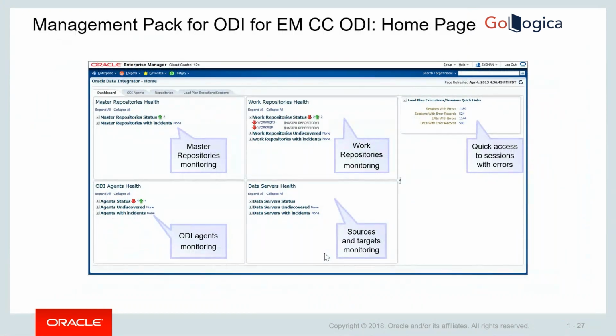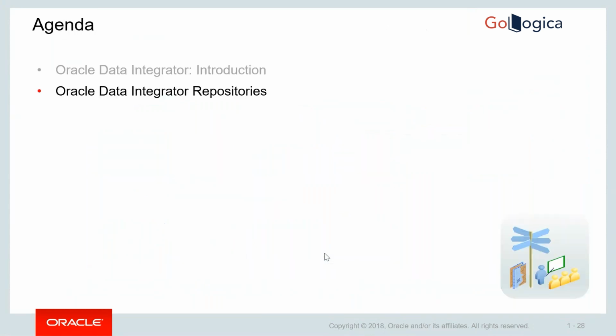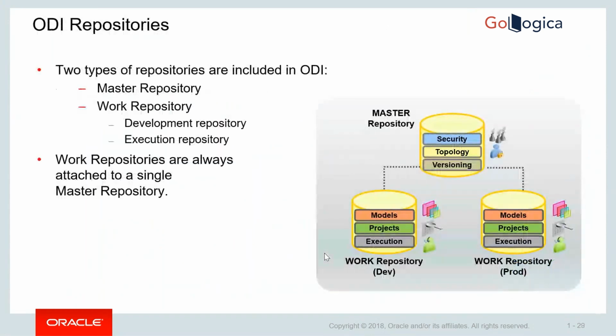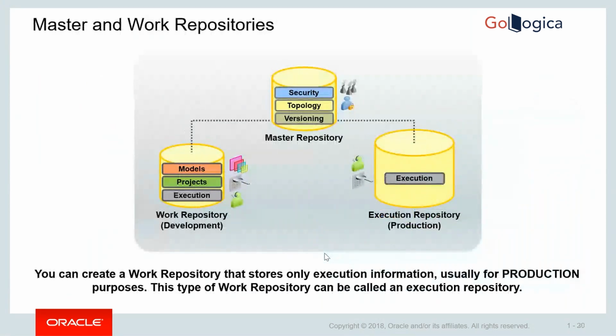This is the cloud control. It is another application, and we need a license for monitoring it. As we have the master repository and work repositories, under one master repository we can have multiple work repositories. Any work repository is attached to one master only. Okay, only one it is having.